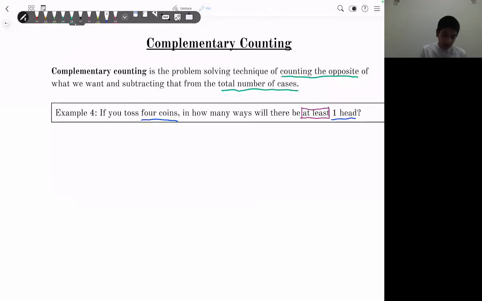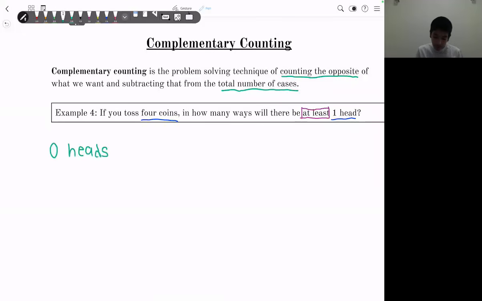So let's try to count the opposite of what we want. Does anybody know what the opposite of having at least 1 head is? 0 heads. Well, if there's at least 1 head, there can either be 1, 2, 3, or 4 heads. And we could just use casework to count that, but that would take a lot of time. So what's the opposite of that? If there's not 1, 2, 3, or 4 heads, how many heads are there? 0 heads. So what's the only thing that we've left out? The only thing we've left out is if there's 0 heads.